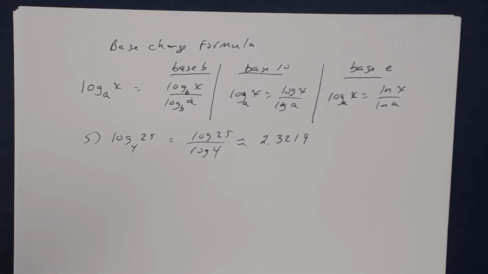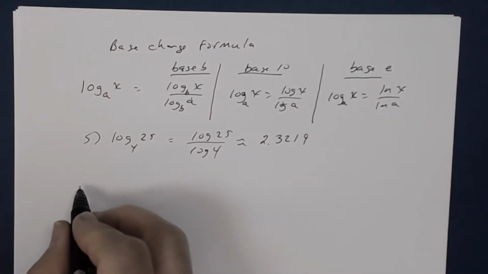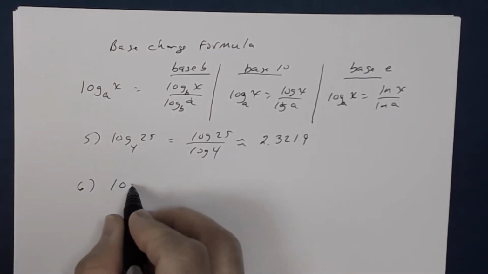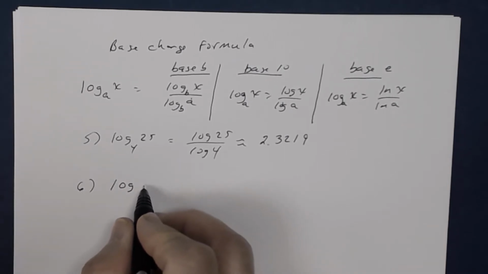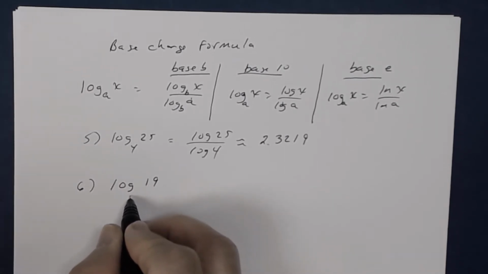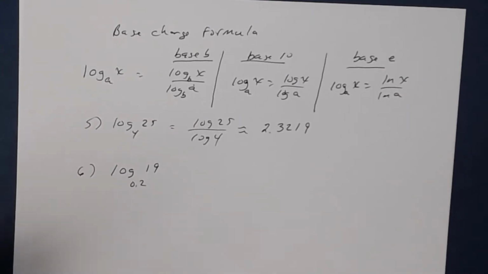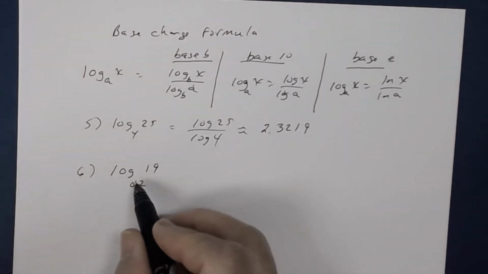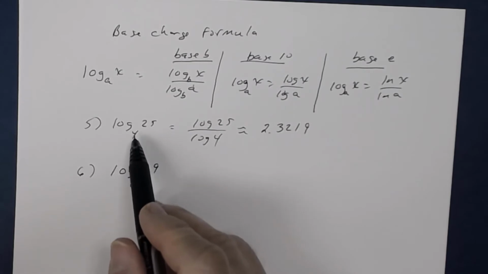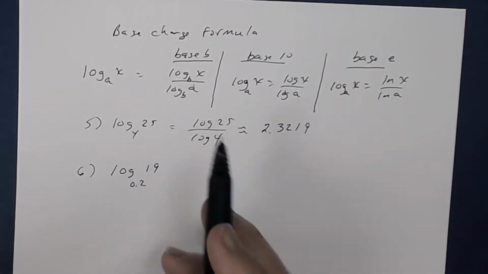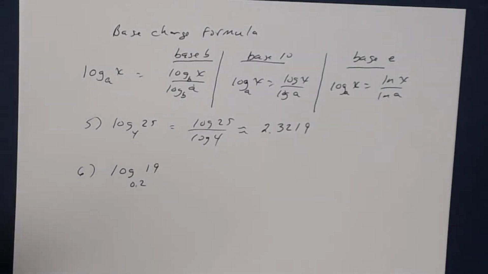All right, and then let's look at number 6. So let's say this is number 6. We have the log of 19, and let's say the base is 0.2. Log of 19, and the base is 0.2. Remember, your base doesn't always have to be whole numbers, right?